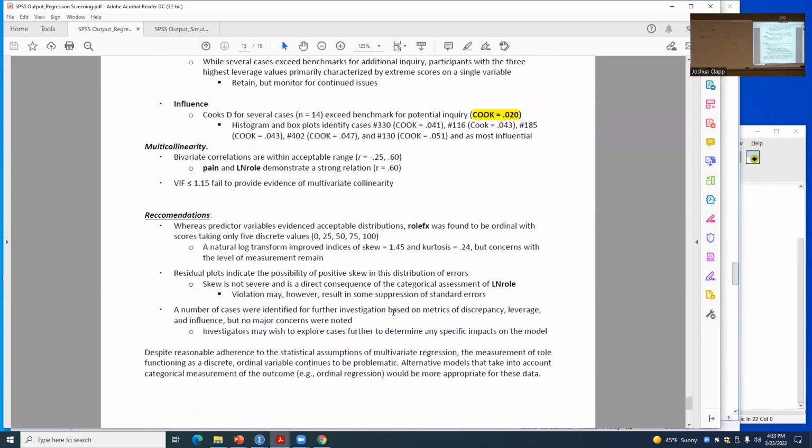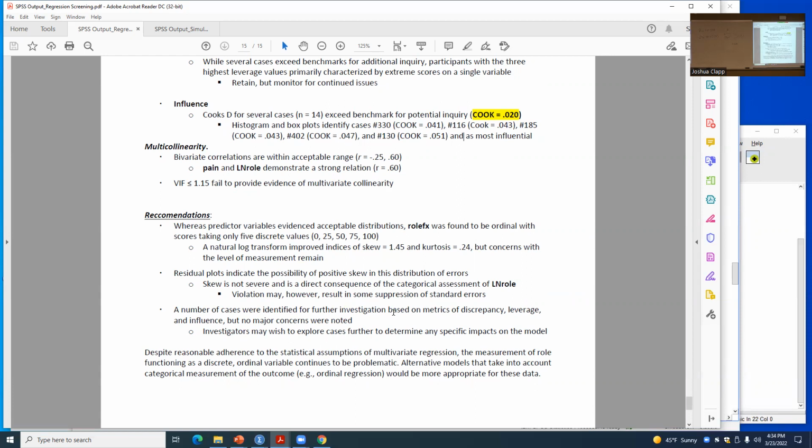So how do we knit this all together? In terms of our recommendations, we're going to say acceptable distributions are predictors, role functioning, ordinal, natural log, but we still have concerns with the measurement of this. Residual plots, possible positive skew in the distribution of errors, not severe, a direct consequence of our categorical assessment of role functioning. But again, this could start to influence our standard errors, so we should probably be thinking about suppressing our standard errors. If our standard errors are suppressed, what does that do to our tests? Jacks them up, right?